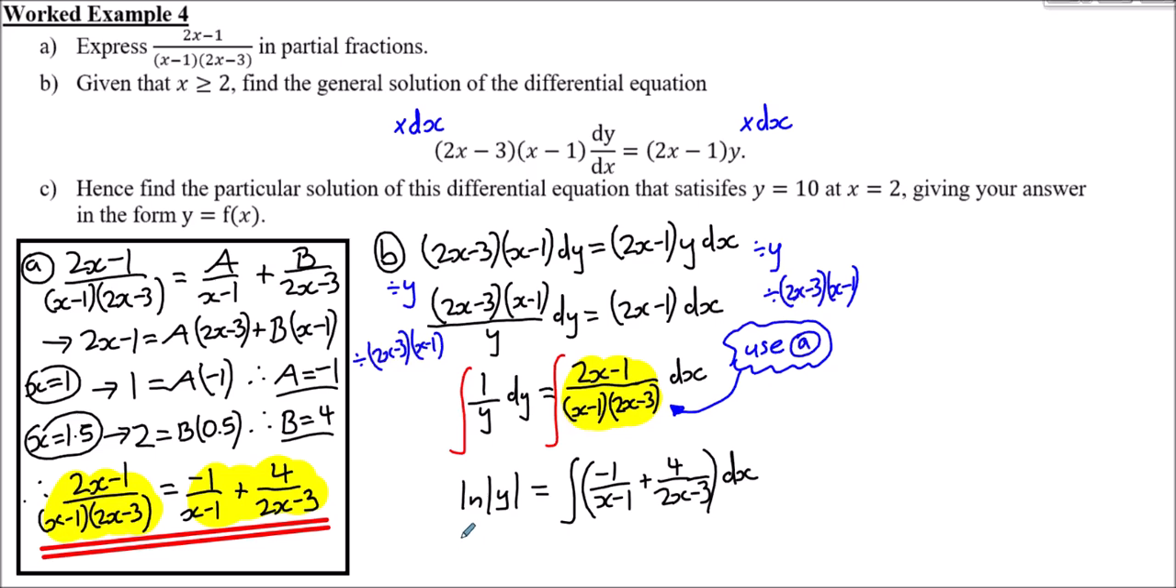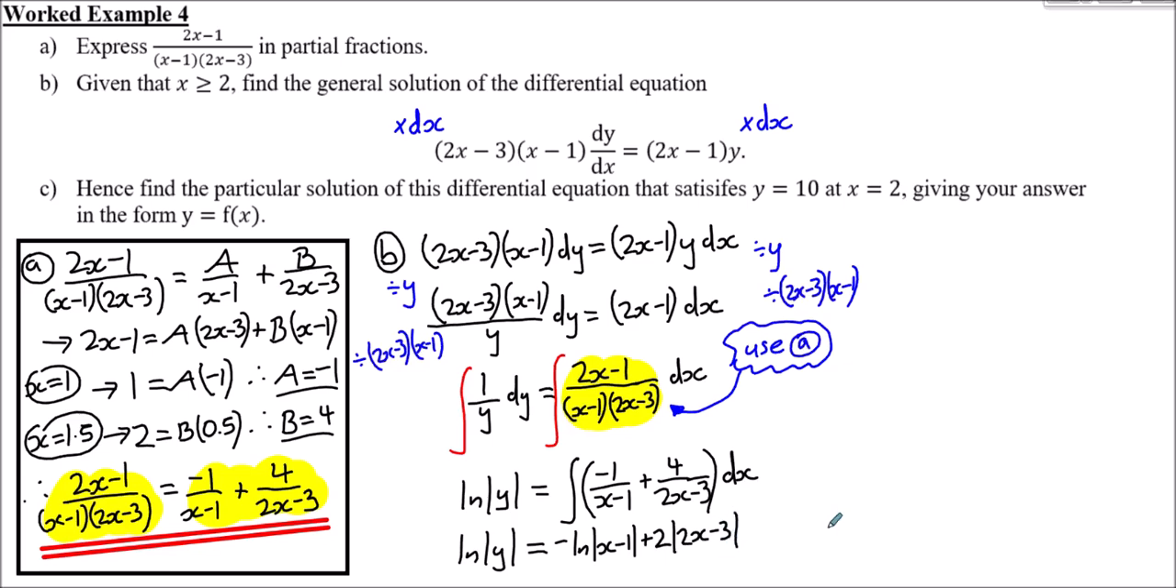So now we can just proceed and integrate. This side, I've got ln of mod y. Now if I integrate this, the derivative of x is 1. On the top, I've got negative 1. So that's minus 1 multiplied by the derivative of the bottom. So if I integrate this, I'll get minus ln mod of x minus 1. Over here, the derivative of 2x minus 3 is 2. The numerator is double of that. So this will integrate to 2 lots of ln mod of 2x minus 3.